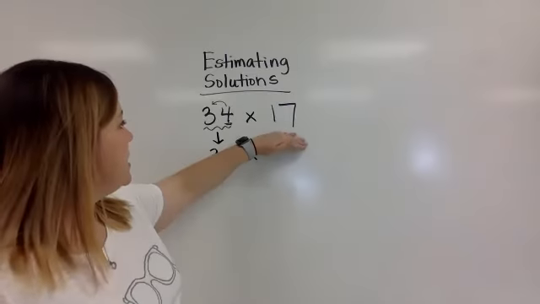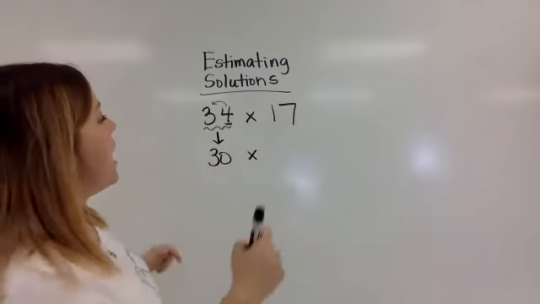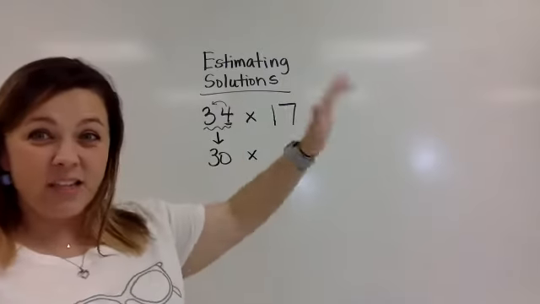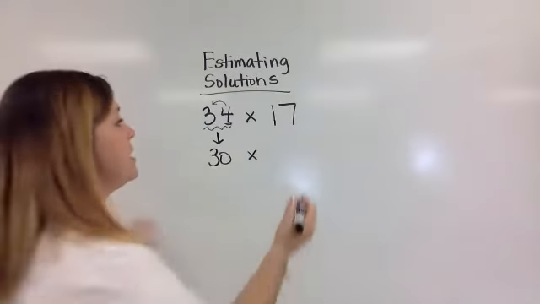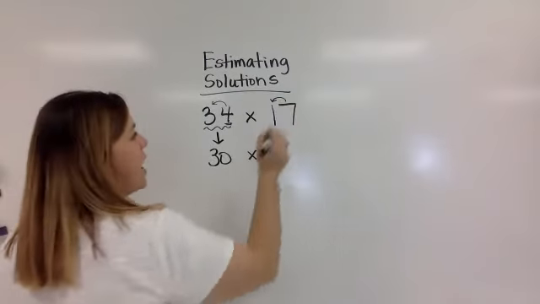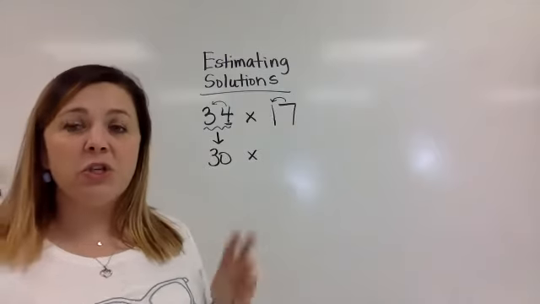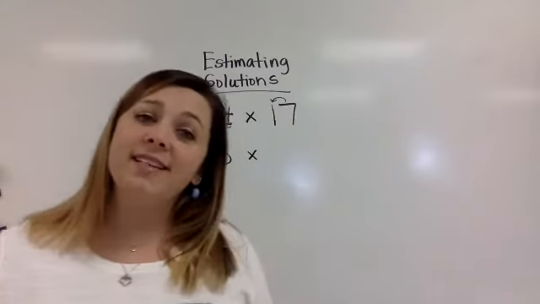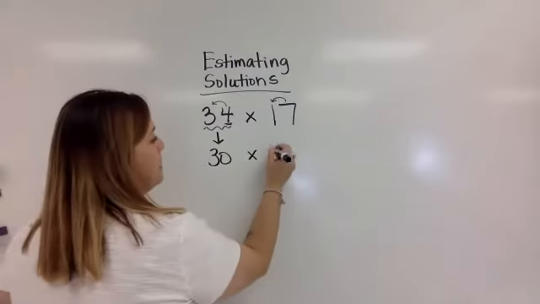Then, if I look at this number 17, I know that 7 is closer to the next 10. So it's going to tell me that I should probably round this one up. So 17 is closer to 20 than it is to 10. So we're going to say that it's about 20.